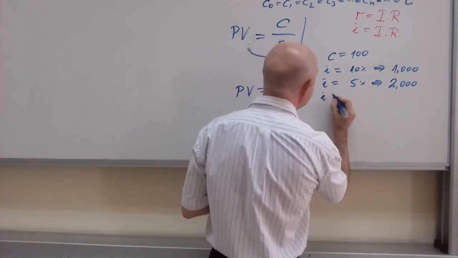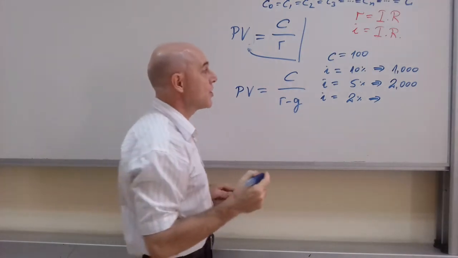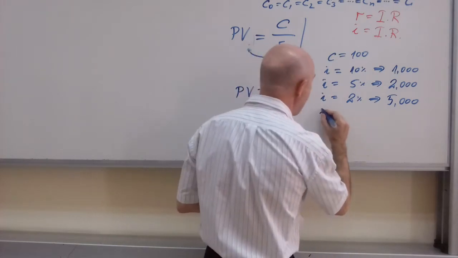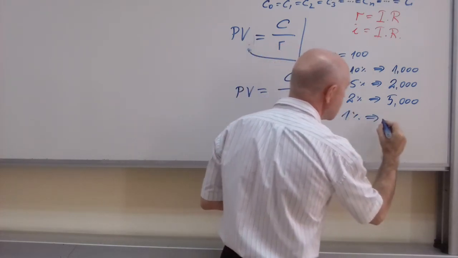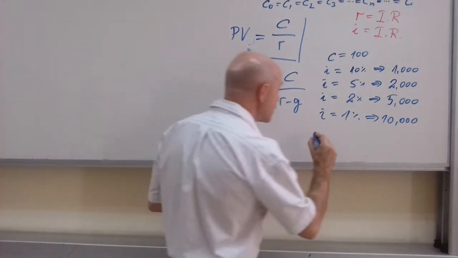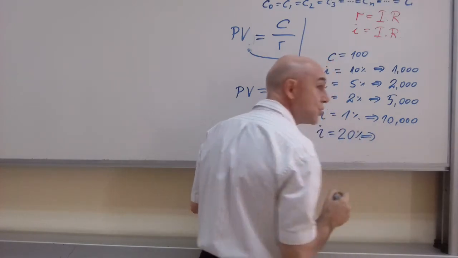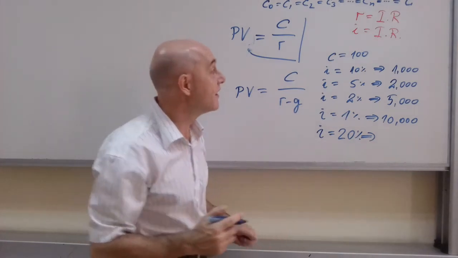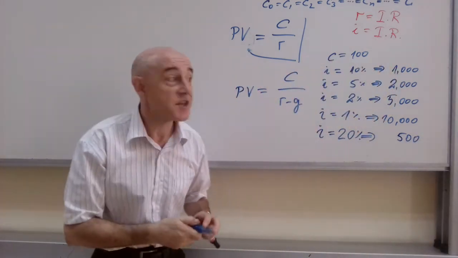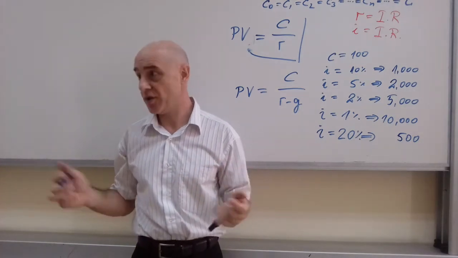Alright, if I is 2%, the perpetuity will be worth 5,000. If I is 1%, very unlikely, it's going to be worth 10,000. But if the interest rate is, let's say, 20%, the perpetuity will be worth only $500. So perpetuities are very, very easy to calculate.